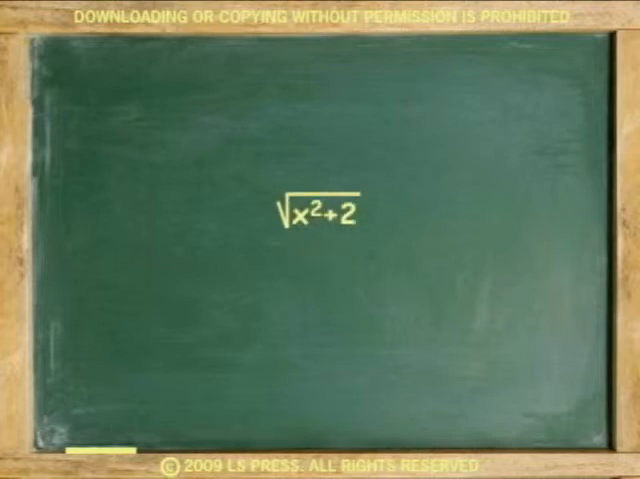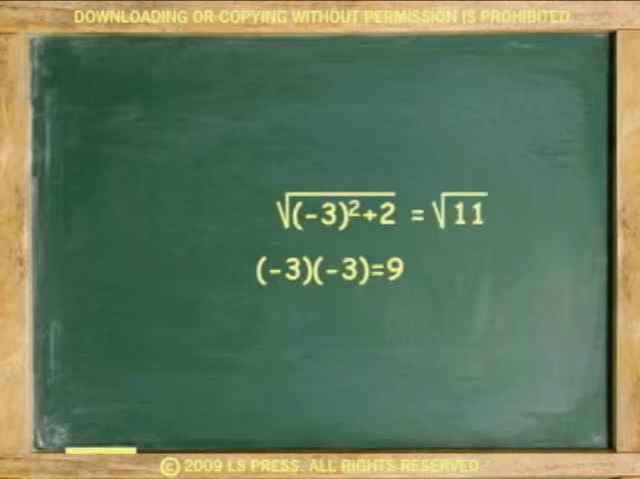Another example. What values will make this expression a real number? Because squaring a negative number always gives a positive answer, in this example, all real numbers, including all negative numbers, are values that would make the radical a real number.